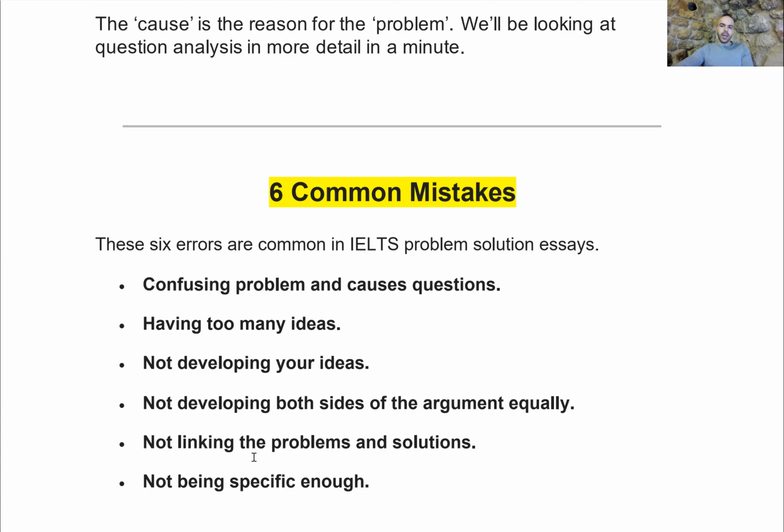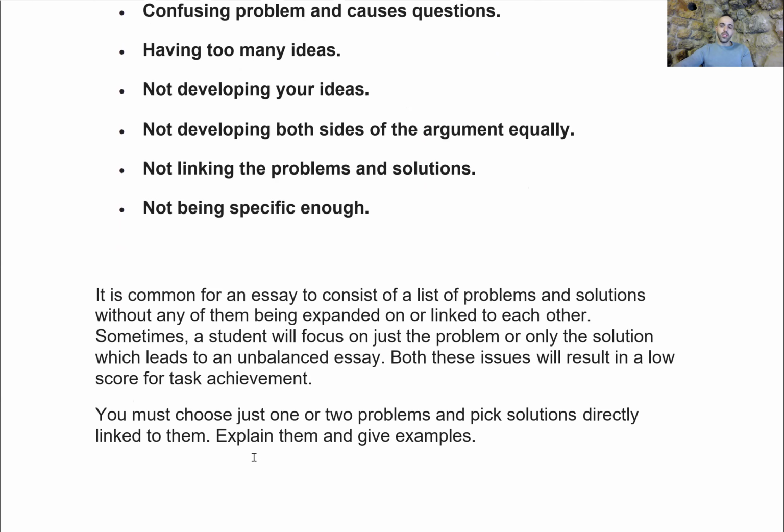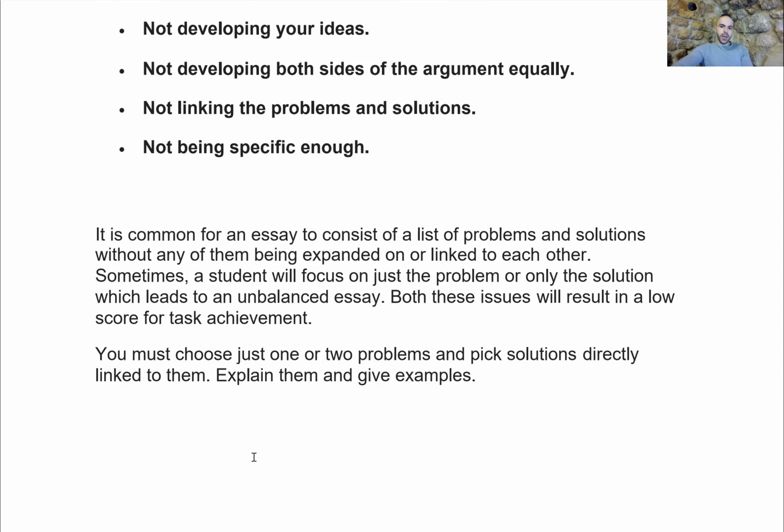So you need to take into account all these common mistakes before writing or before jumping more into details. It's common for an essay to consist of a list of problems and solutions without any of them being expanded on or linked to each other. Sometimes students will focus on just the problem or only the solution, which leads to an unbalanced essay. But these issues will result in a low score for task achievement. You must choose just one or two problems and pick solutions directly linked to them. Explain them and give examples. Let's see what I mean.